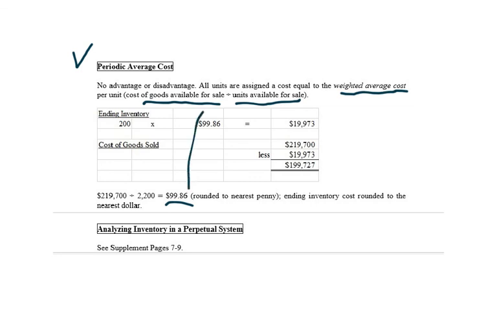And so we're going to apply that figure to the 200 units. 200 times that, so we get $19,973 as the cost for ending inventory, same as before. Subtract that from what's available to get cost of goods sold, in this case $199,727. Of course, you would observe that the ending inventory and the cost of goods sold are between the LIFO and FIFO numbers because it's just an average.